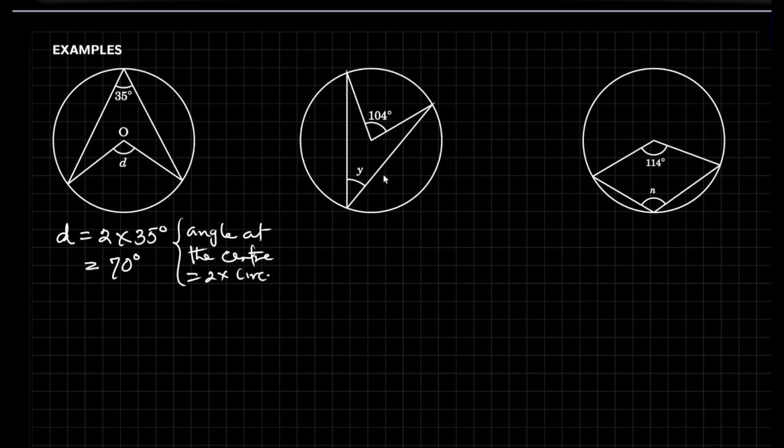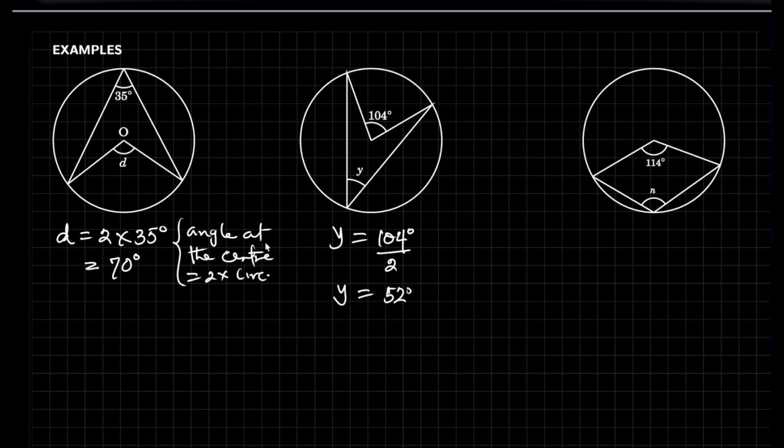Here, we are given the angle at the center, and now we're asked to find the angle at the circumference. So instead of multiplying by 2, we divide by 2. So y equals 104 degrees divided by 2. Y equals 52 degrees.